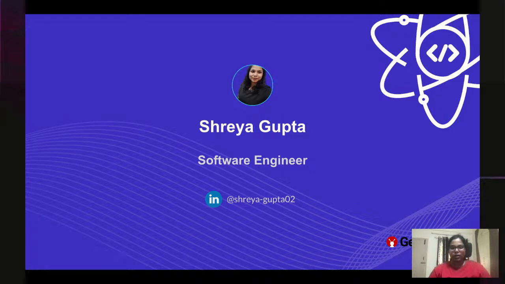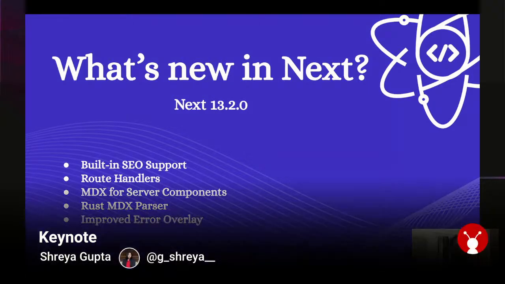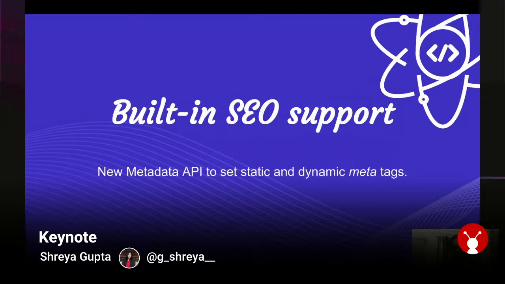So, what's new in Next? First of all, let me tell you all about what Next is. Next is an open source web development framework created by Vercel, enabling React based web applications with server side rendering and static site generation capabilities. Cool, isn't it? The latest Next.js version is 13.2.0, and it has various new features introduced with it. So let's look into it one by one.